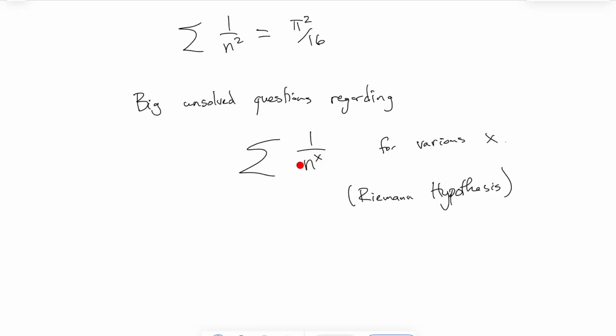I believe it is known for all whole number values of x, but for the other ones, and especially the Riemann hypothesis specifically is about the complex number values of x. This is one of the biggest unsolved problems in math today. Look it up if you're interested. If you got any ideas, let me know. I'd be happy to look at your ideas.